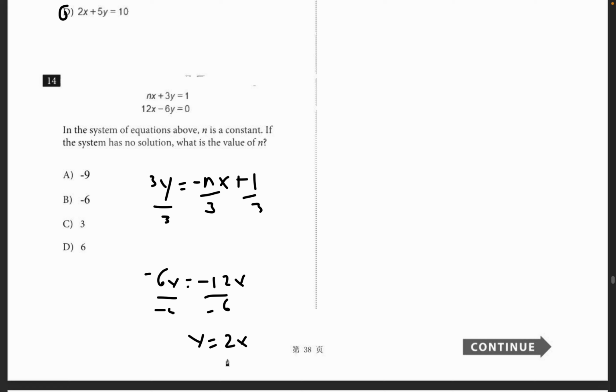So this is our slope, right? mx plus b, and b is 0 right there. So our slope is 2. What that means is the slope of this one, negative n over 3, to be parallel, no solutions, negative n over 3 equals 2 times 3. Solve for n, so negative n equals 6, divide by negative 1, n equals negative 6. That is choice B.